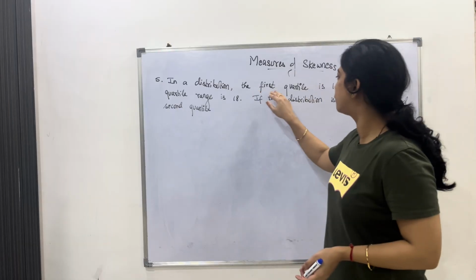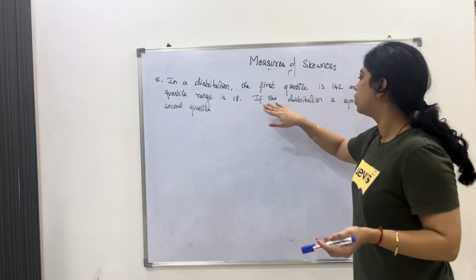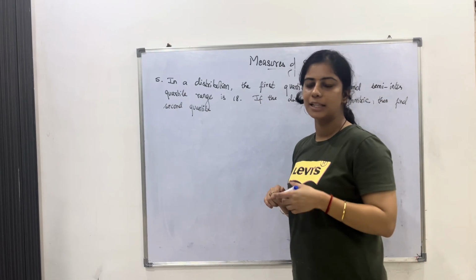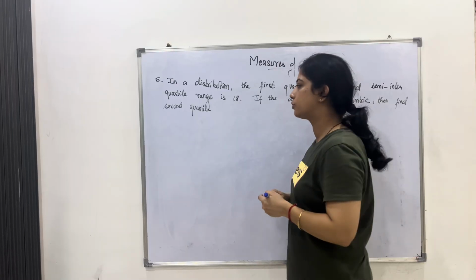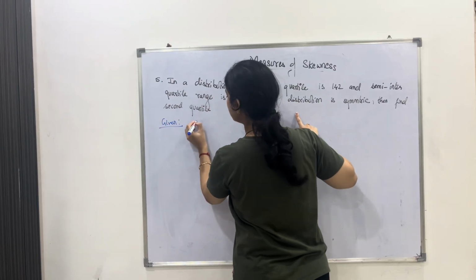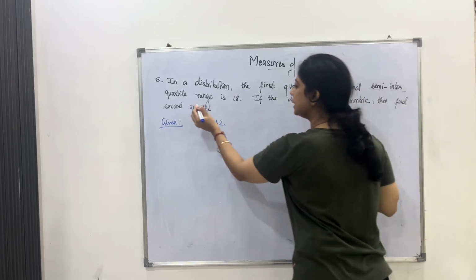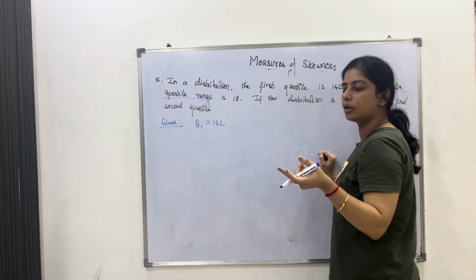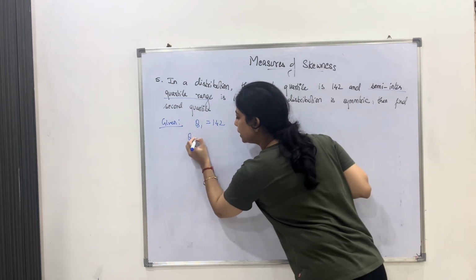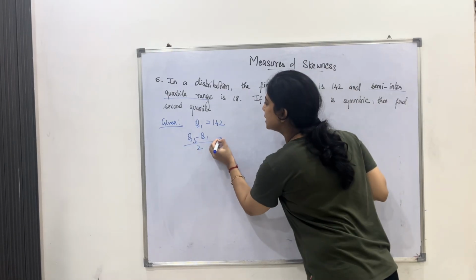In a distribution, the first quartile is 142 and semi-interquartile range is 18. If the distribution is symmetric, then find the second quartile. Since they are talking about quartile, obviously we are going to apply Pauli's coefficient of skewness. So let's write whatever is given first. First quartile, which is Q1, is equal to 142. And next we have semi-interquartile range. As we have already talked about interquartile range and semi-interquartile range in the previous videos, it is Q3 minus Q1 upon 2. It is semi, so divided by half, is equal to 18.